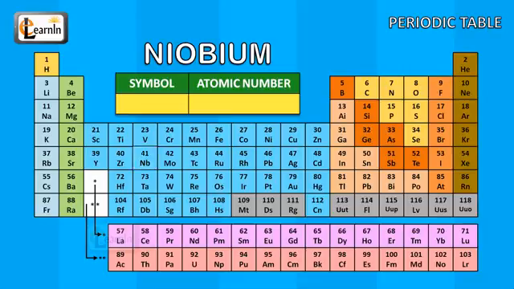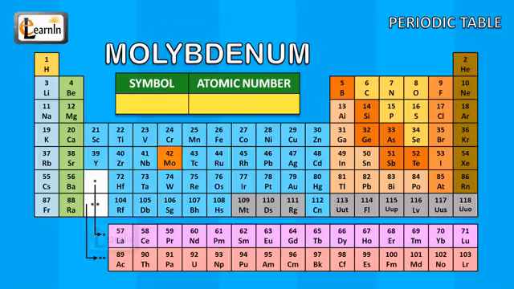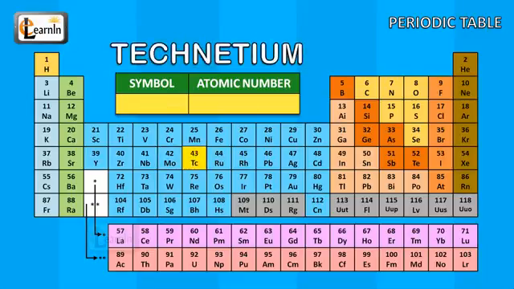The element niobium is represented as Nb and has an atomic number of 41. The element molybdenum is represented as Mo and has an atomic number of 42. The element technetium is represented as Tc and has an atomic number of 43.